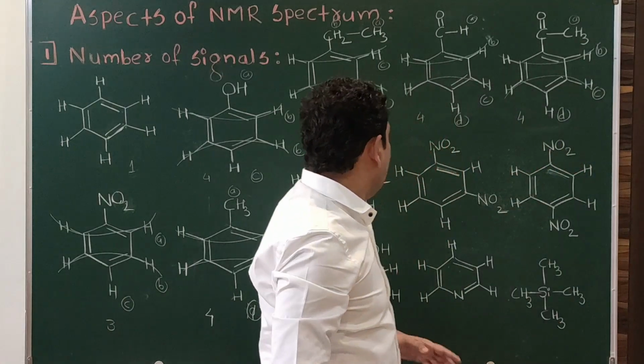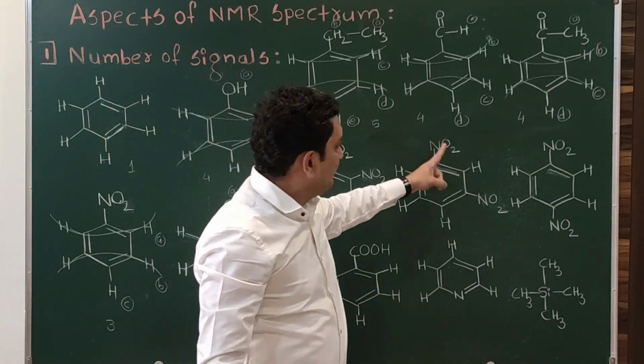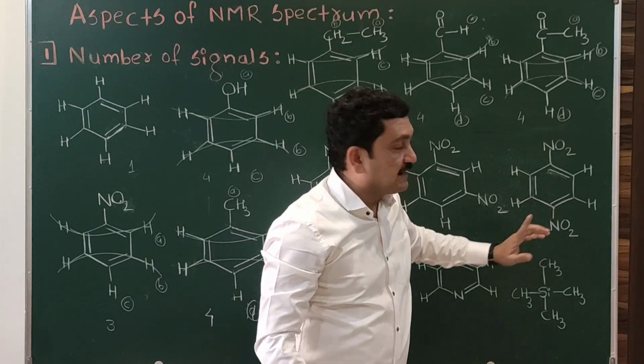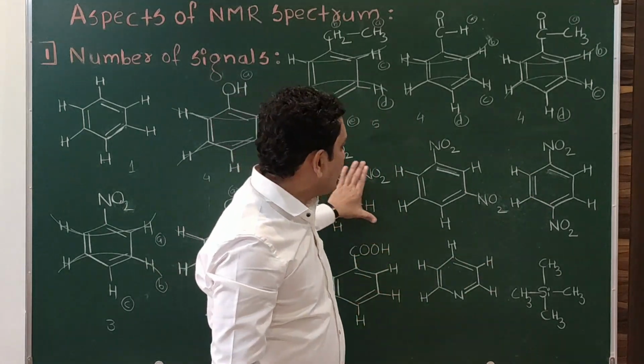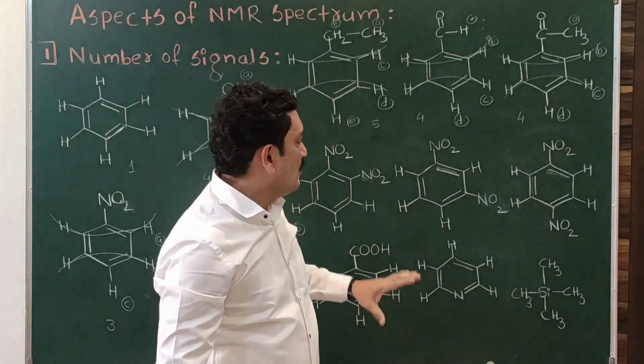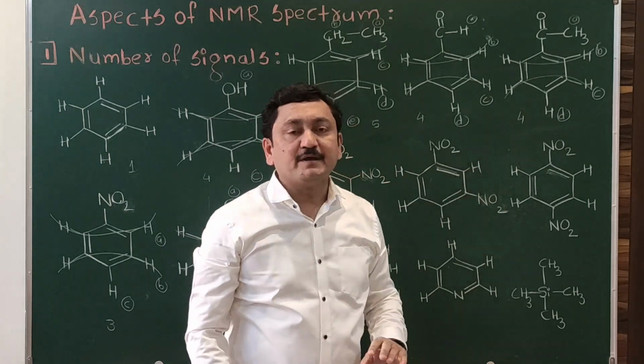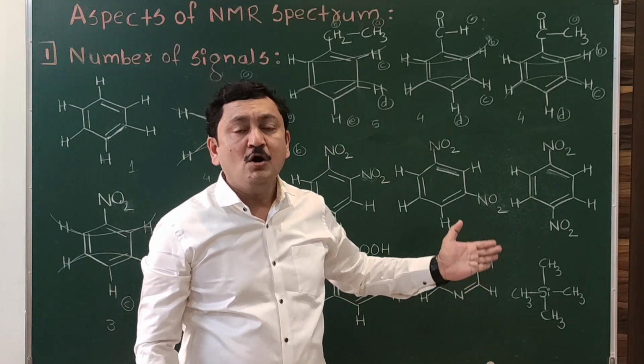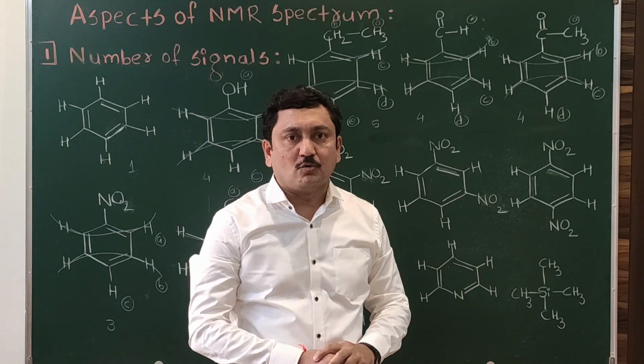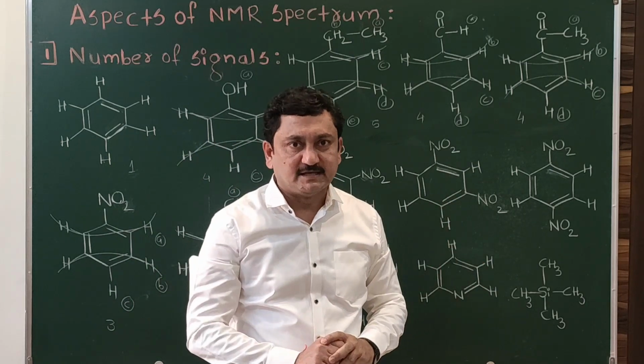Now we check ortho-dinitrobenzene, meta-dinitrobenzene and para-dinitrobenzene. These are isomers of each other. Now we can identify which beaker contains ortho-, meta-dinitro, and which beaker contains para-dinitro, on the basis of the number of NMR signals.